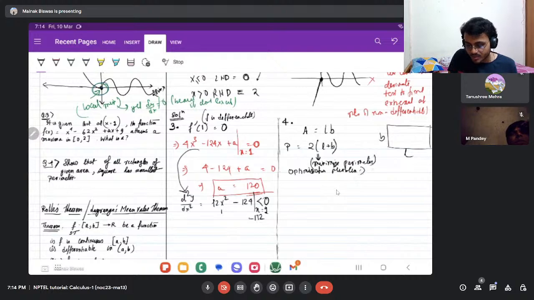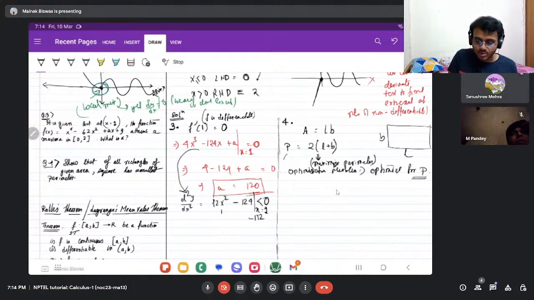Optimize problem. What is the variable you are optimizing for? P, right? Perimeter. So we are optimizing for the perimeter. So let's see, what should I do?